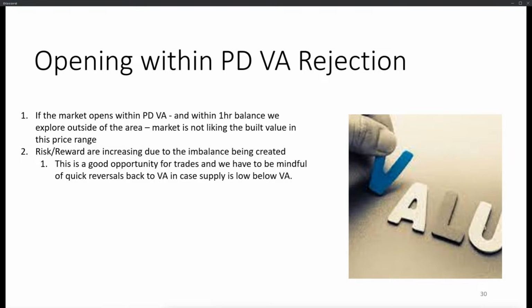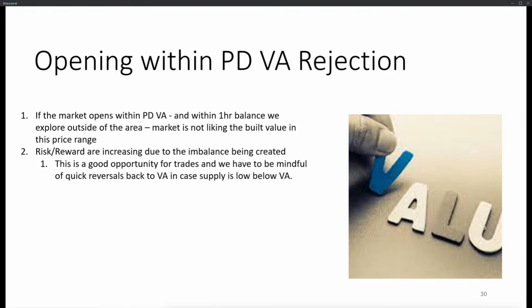This is the same example, it's just that you're rejecting. So if within the first hour balance you see a strong push to the upside or downside, this is a little bit riskier, but it's also more rewarding, right? So when you're trading with the value areas, and you guys saw it on Friday, you have to be fairly quick on taking profits. And I truly mean this.